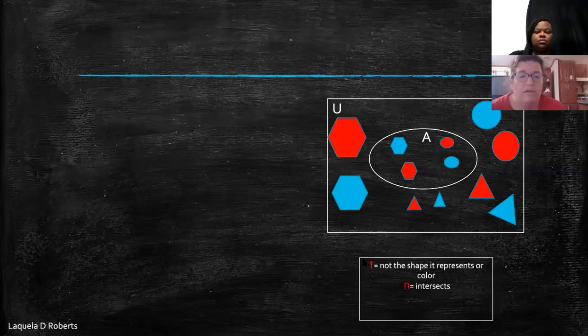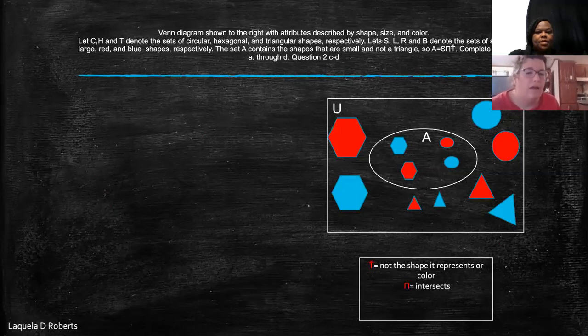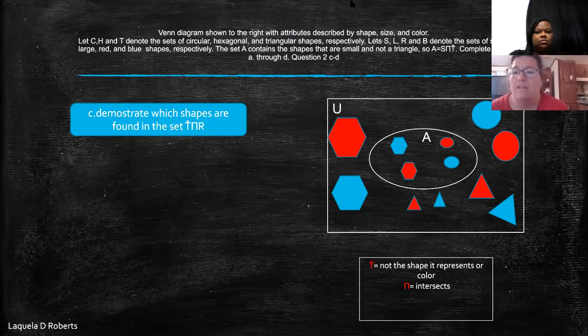Okay, so we're going to go to the next part. Miss Dominique. Okay, it says Venn diagram shown to the right with attributes described by shape, size, or color. Let C, H, T denote the set of shapes. Let S, L, R, B denote their sizes. The sets all contain the shapes. Okay, now it says complete.